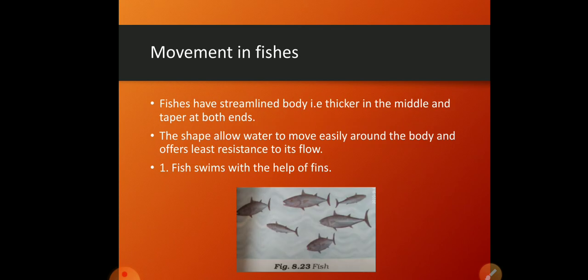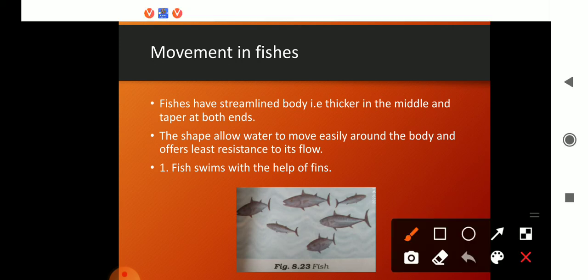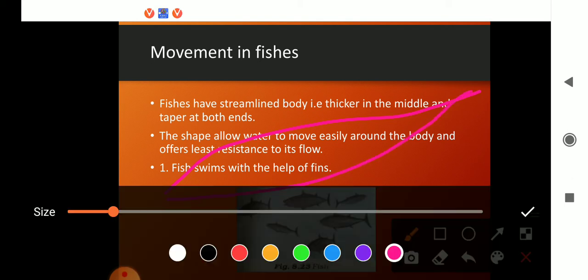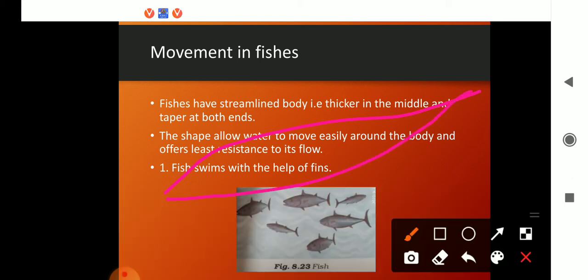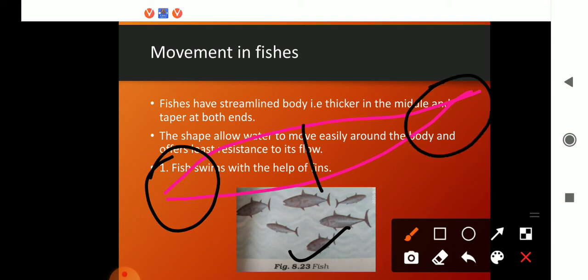Now next, this is written about the cockroach. Now see, movement in the fishes. Fish have a streamlined body that is thicker in the middle and tapers at the ends. You can see, I can also draw this with the help of this diagram. I will explain to you. In the picture also you can see this type of body which is thin at the ends and thick at the middle.